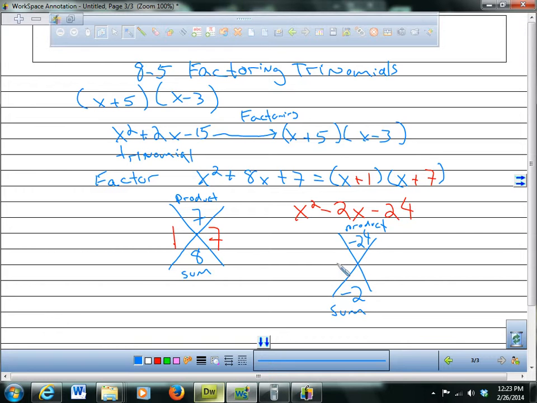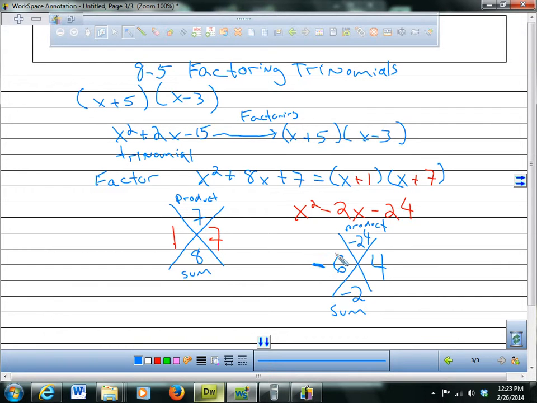So I think Jordan was pretty close with the 6 and the 4. But because this is a negative, one of them has to be positive and one has to be negative. Follow that? Which one has to be negative? The 6 needs to be negative, because negative 6 times 4 gives you, what's negative 6 times 4? Negative 24. What's negative 6 plus 4?